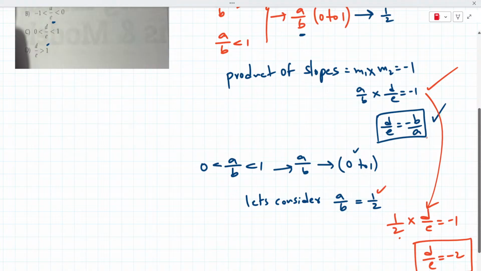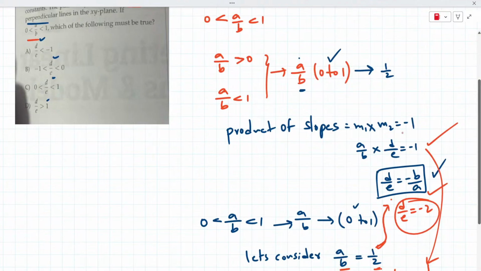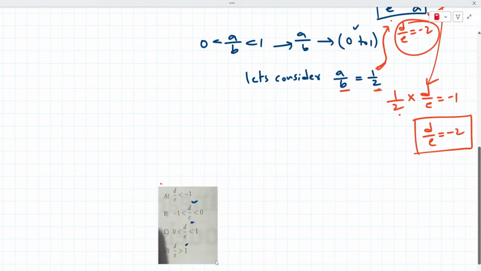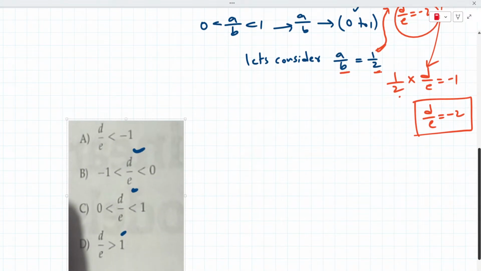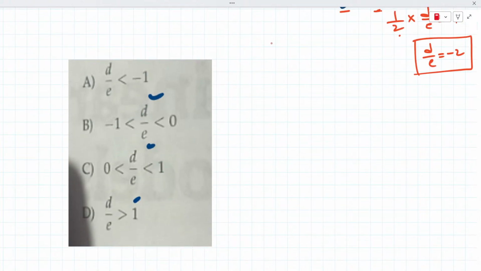So here I tried this way, but it's the same thing. B by A will be 2 by 1. If you substitute B by A here, you directly get D by E as -2 only. So you have a few options here. Let's check with the options. The D by E value we have is -2.